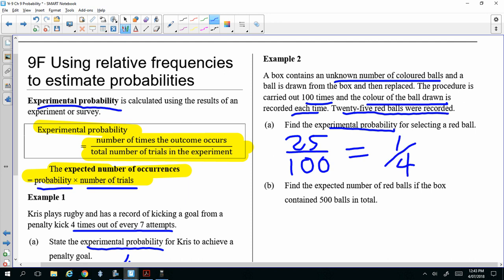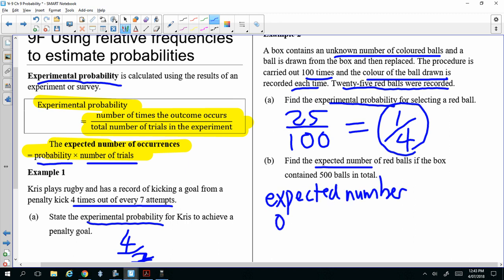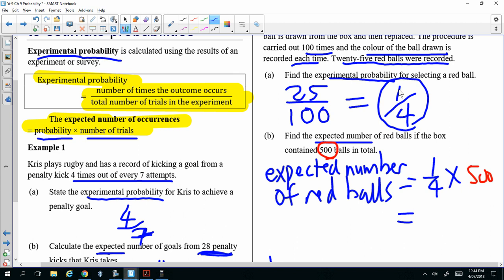Now, once you get the probability, you use that to find the expected number of red balls, which is 1/4 times 500 balls. What would it be? Times 5 by 25, yeah, you're right. But what if the number doesn't go in? Then you can do it a second way. 125 red balls expected.